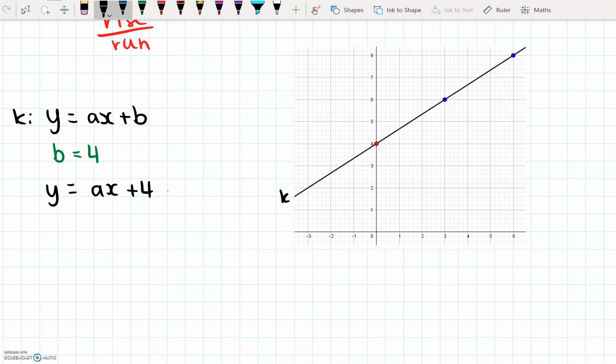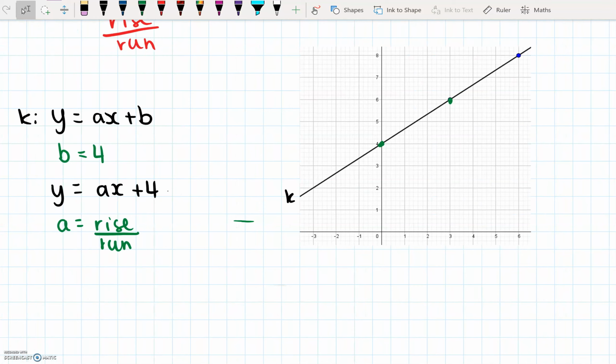Then we just need to find a. So a is equal to rise over run. And we need to have a look at this. So what we need to do is pick some points on our line and look at what happens in between them. Okay, so you can see we have these points here. They've actually marked some for us. This point here on the y-axis, and this point over here up in the middle of nowhere. Now we can actually look at what happens when we go from one point to the other and fill that in for the rise and the run.